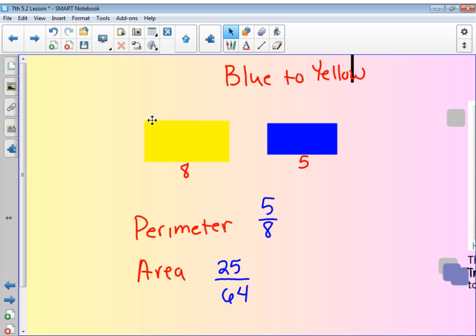So for the perimeter, you should have had 5 to 8 because that was the ratio, 5 to 8. The area had to then be squared. You had to square your ratio, so you ended up with 25 to 64. Key thing to remember out of this lesson: your ratios, pay attention to the order that they're being asked. When you go to do area, make sure you reduce first and then square.